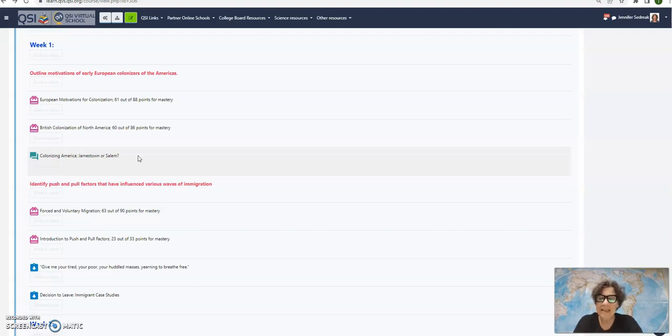So it's not such an easy decision, but if you had to go to one of those two places as an early colonist, which would you choose? And there's a forum there for you to participate in. And then we move on to the next TSW. We'll take a look at push and pull factors. Why did people leave and why did they choose the United States?